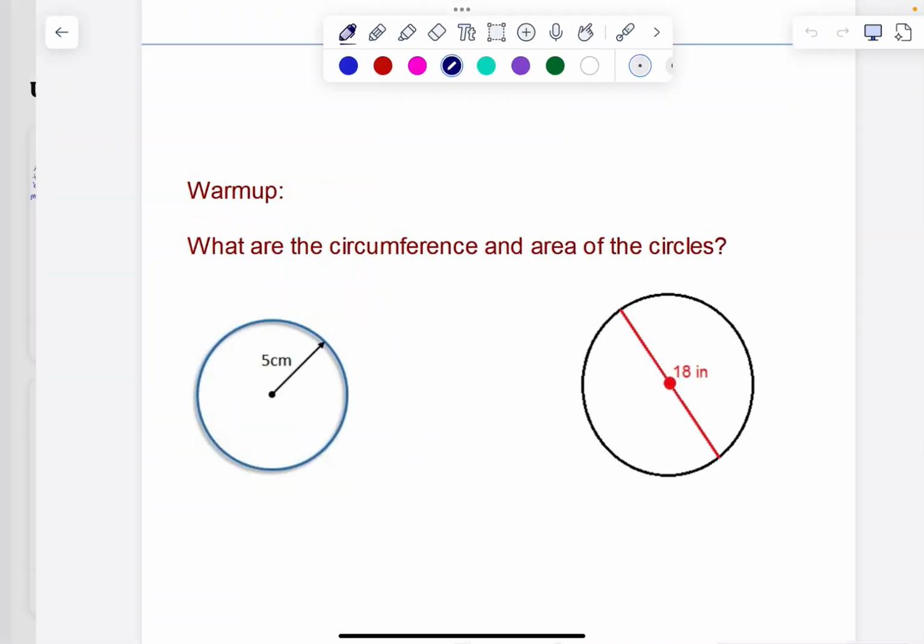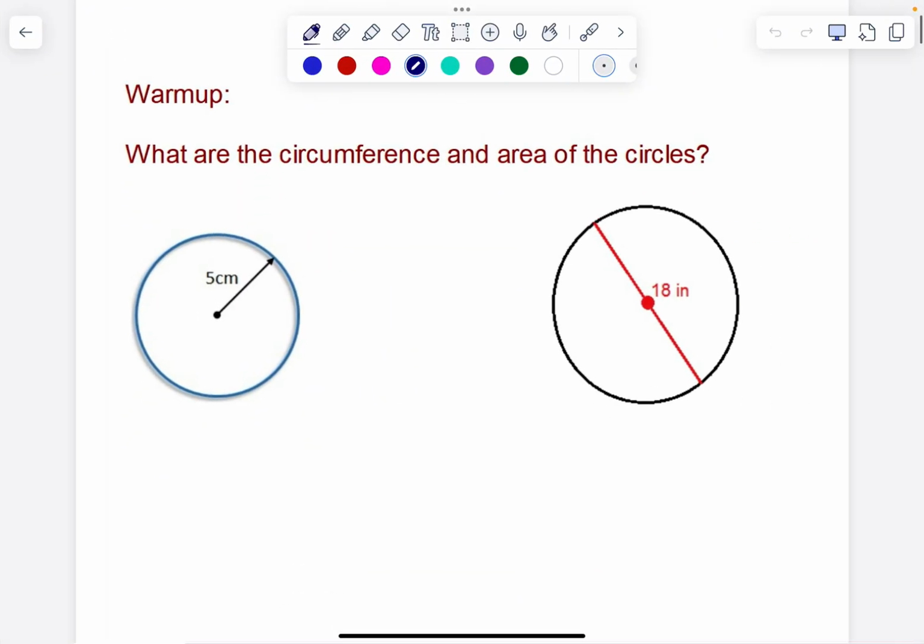All right, so back to this then. What are the circumference and area? Well, as usual, you need to write your equation down first, then plug in and then solve. Because what if I tell you a circumference and ask for the radius, or tell you an area and ask for the diameter, those kind of things. If you're not writing both sides of your equation, you won't have a place to plug in.